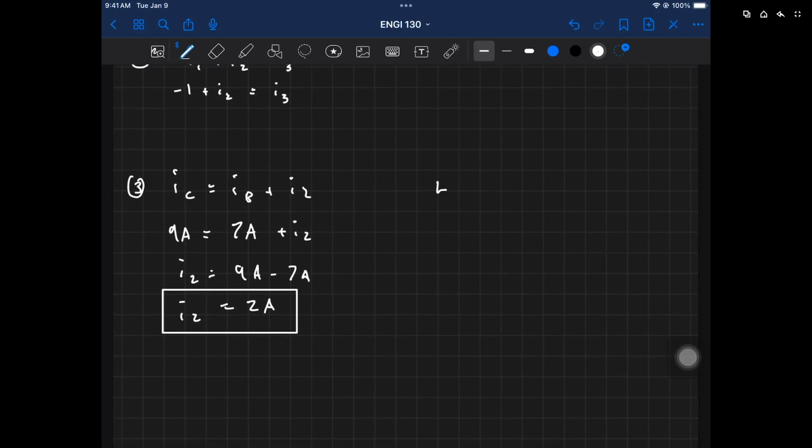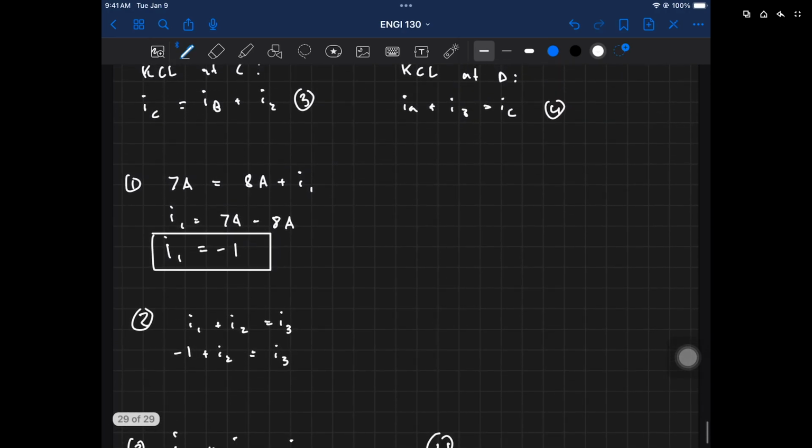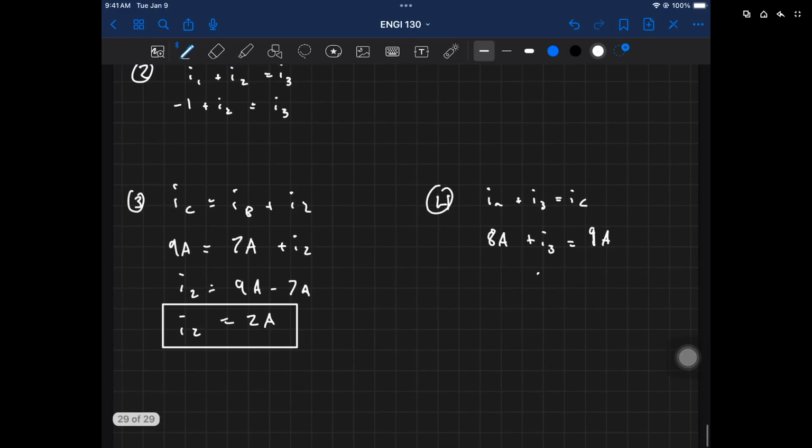And equation 4. Equation 4 states that IA plus I3 is equal to IC. We have IA is 8A plus I3 is equal to 9A. And we can say that I3 is equal to 9A minus 8A. I3 is equal to 1 amp.